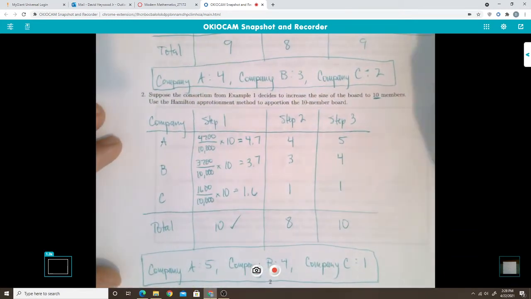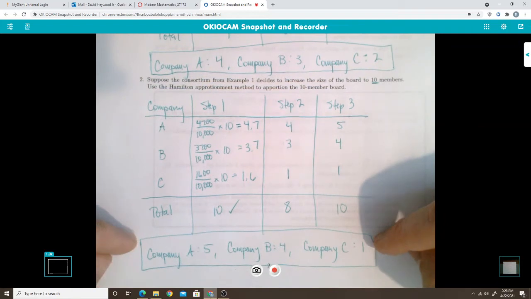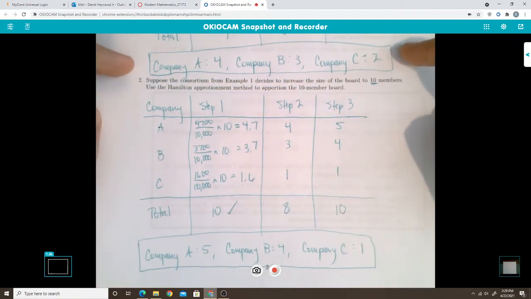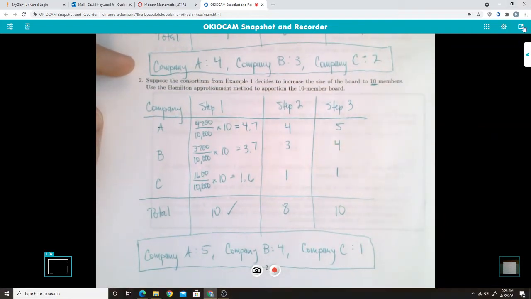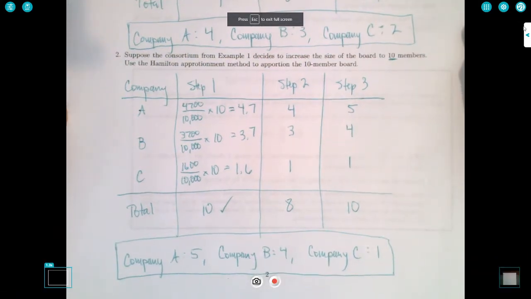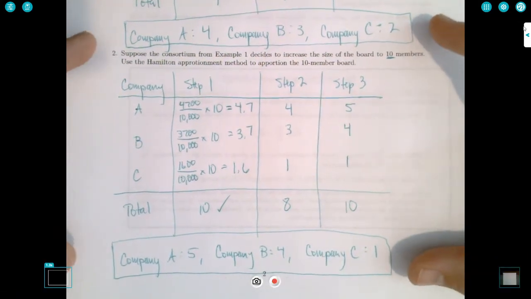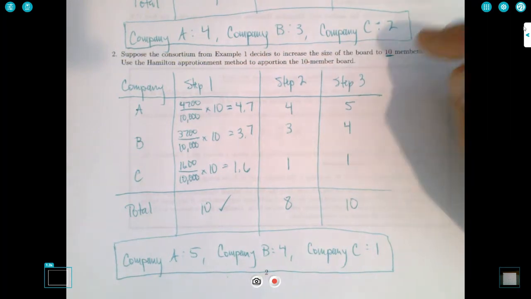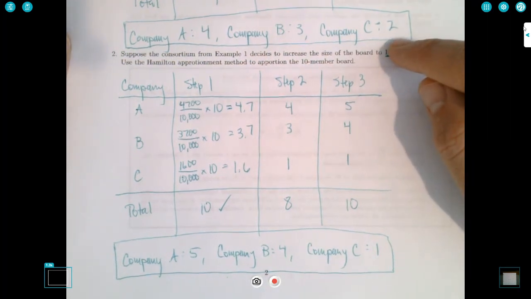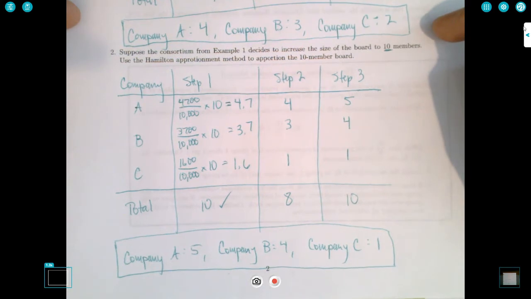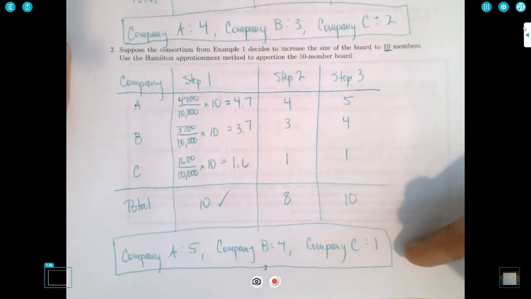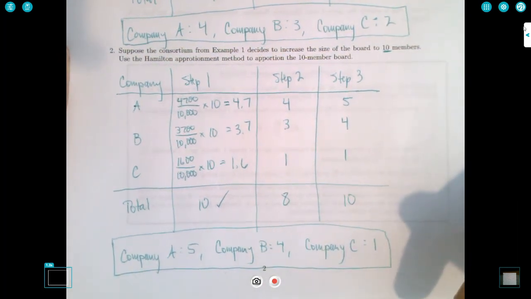And if you're comparing this with what we got for number 1, you'll notice hopefully the big issue here. And I apologize that I haven't been in full screen all that time. But anyway, you'll notice the big issue here was that in example 1, the board only had 9 members on it, but company C had 2 representatives on the board. Whereas in example 2, the number of board members went up to 10, and yet the number of representatives for company C went down 1, which is weird, right?